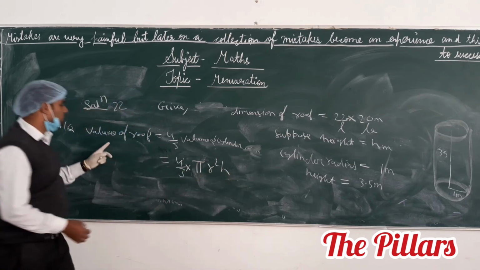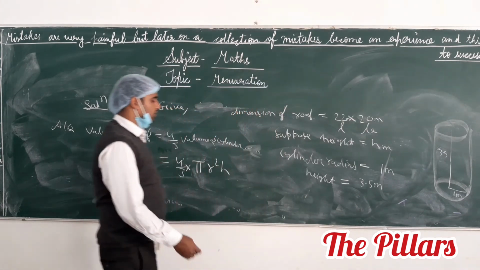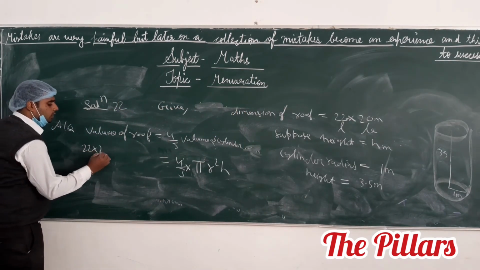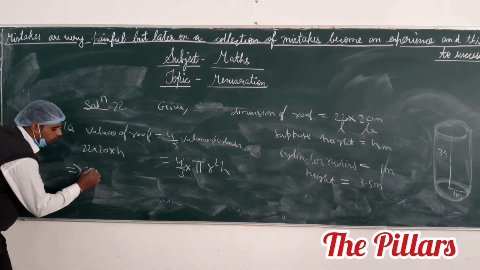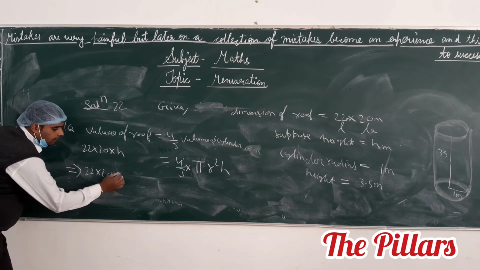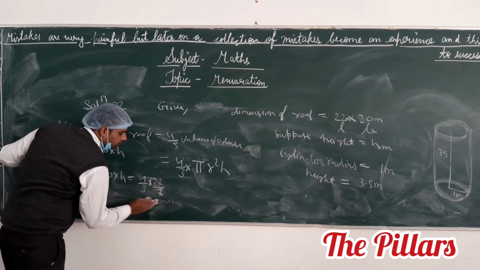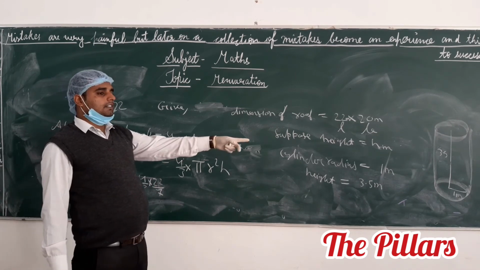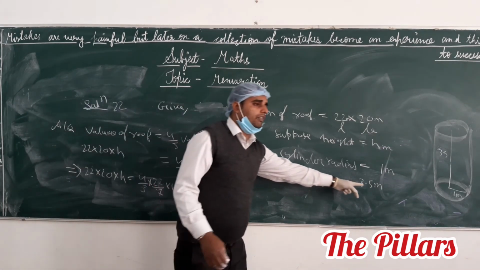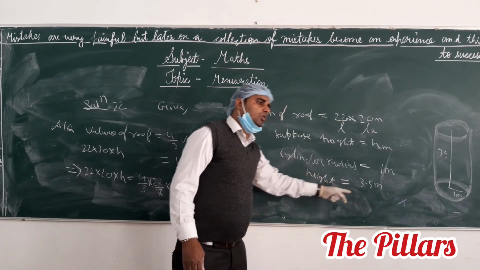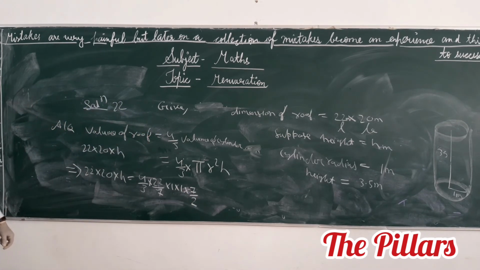And the volume of the roof is L B H, where we suppose the height is h: 22 into 20 into h equals 4 by 5 into 22 by 7 into the value of r, which is 1 into 1, into the value of h. Don't mention 3.5, mention 7 by 2.